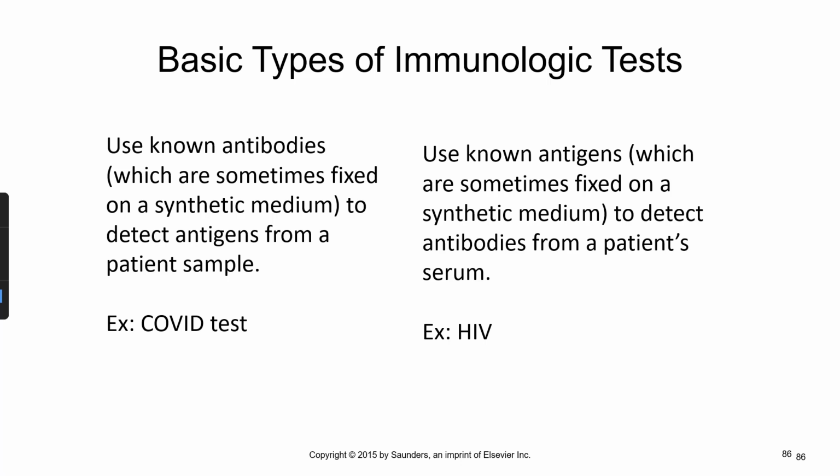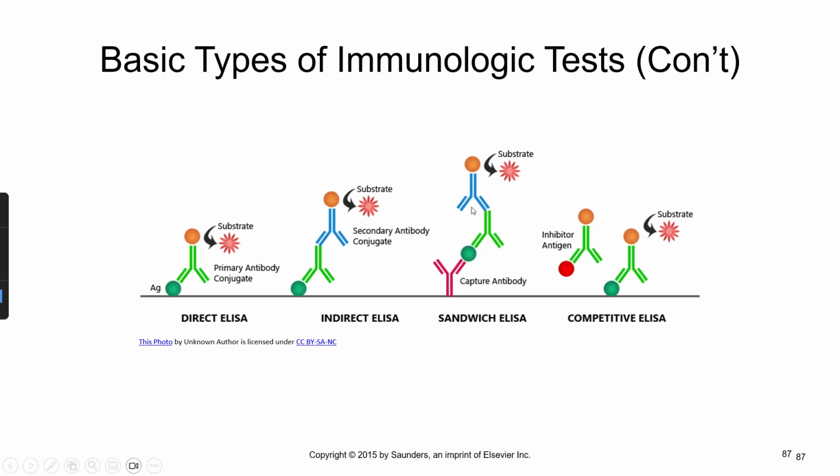And then we have detectors that will be able to pick up on whether they had the antibody or not. So in one aspect, we're testing the patient's specimen for the presence of the actual pathogen or the actual antigens. In the other aspect, we're testing the patient's serum for the presence of antibodies against that specific antigen. So here you can see a breakdown of the basic types of immunologic tests.